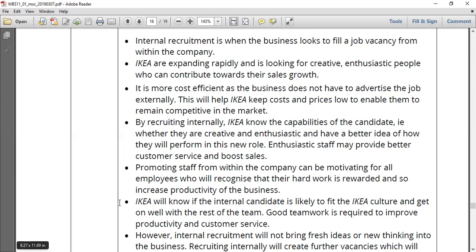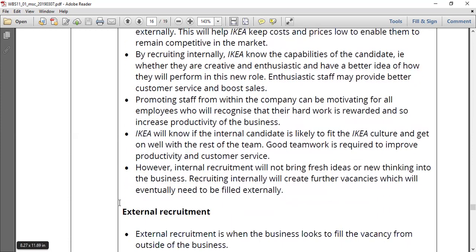IKEA will also know the internal candidate is likely to fit with the IKEA culture. That's another thing they know. They need no induction training. They know the culture and get on well with the rest of the team. Good teamwork is required to improve productivity and customer service. They also mention a however point: internal recruitment will not bring fresh ideas. As I told you, no new blood, no new thinking into the business. The second disadvantage is that recruiting internally will create further vacancies, which will eventually need to be filled externally.